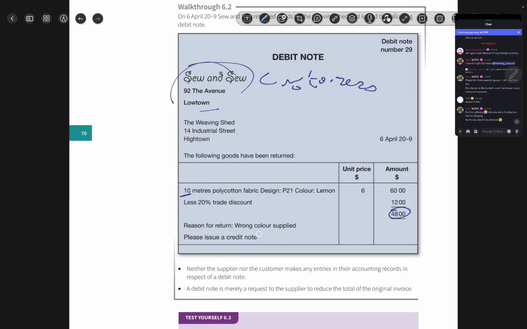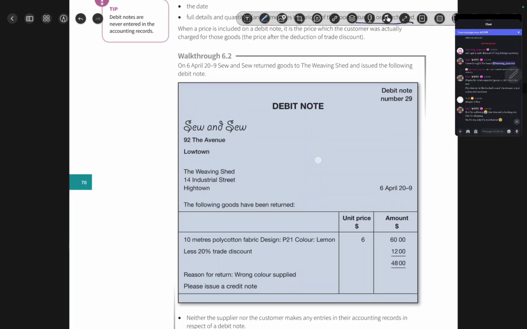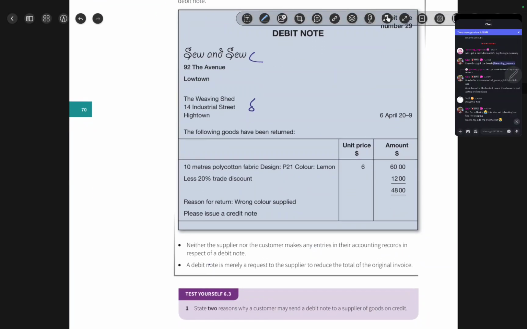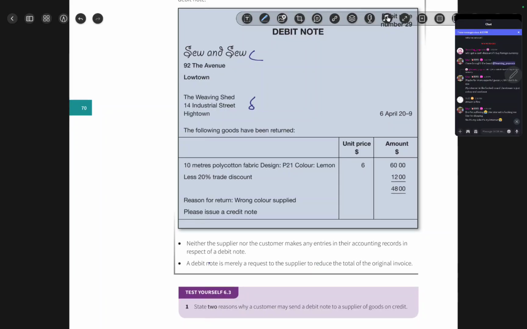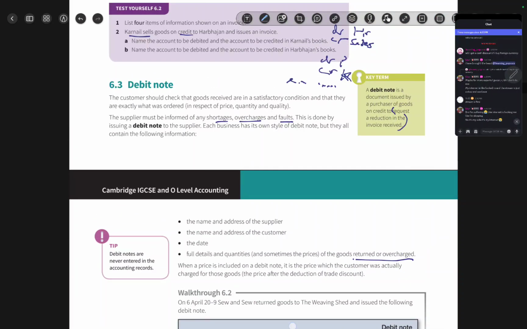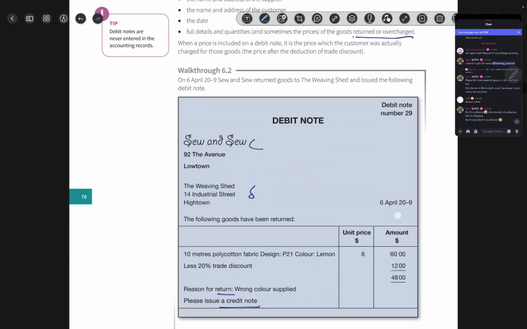Okay, credit note. This debit note is not an official document. Neither the supplier nor the customer makes any entries in the accounting records in respect of a debit note. So this does not affect our accounting books, our ledgers, or anything. It's just a request by the customer to the supplier. A request for what? For a return. Reason for return: please issue a credit note. So they're requesting it, and the reasons can be shortages, overcharges, and undercharges as well, that you can just inform.